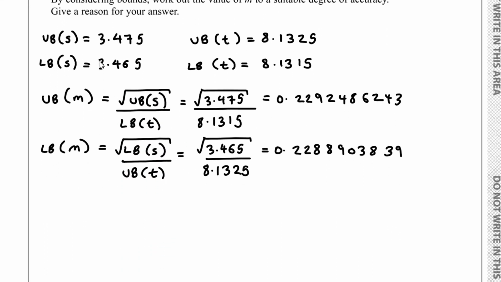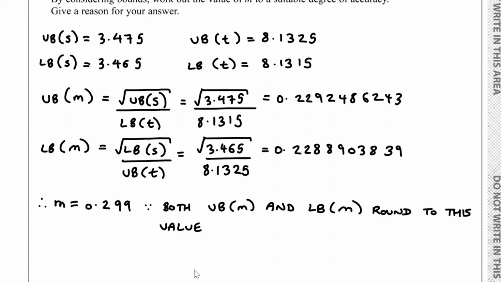Okay, so therefore you can conclude to a suitable degree of accuracy m is equal to 0.229. The reason for this is that both the upper bound of m and the lower bound of m round to this value.